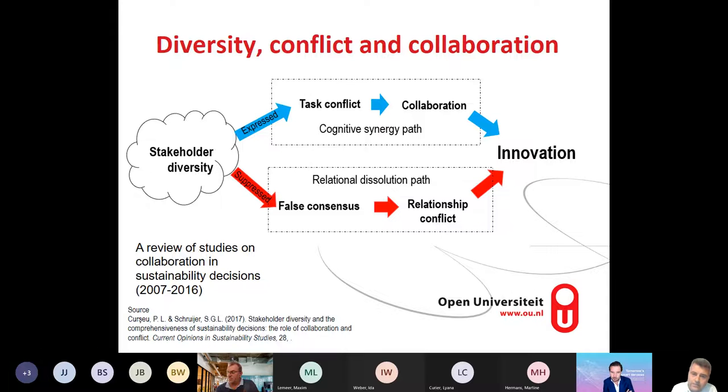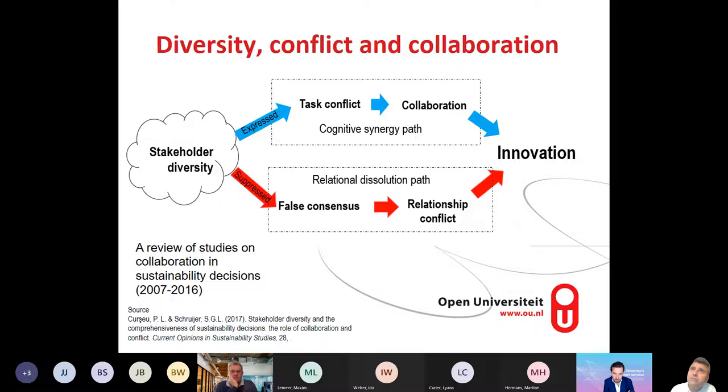We analyzed 10 years worth of collaboration literature, and then we found support for this model in which we start from diversity, stakeholder diversity. I mean, collaboration requires diversity. You cannot talk about collaboration without talking about diversity. You cannot talk about, you know, the lame and blind analogy without taking into account their differences. Their differences are needed, and that diversity doesn't work if it's suppressed.